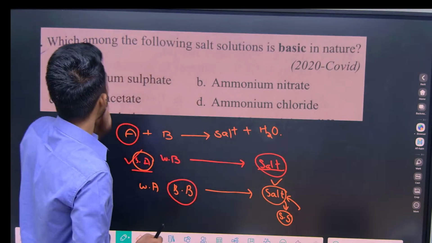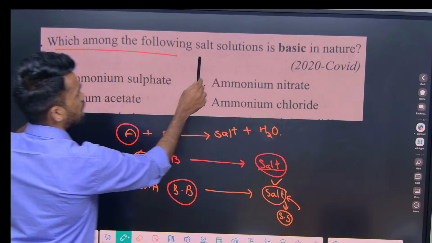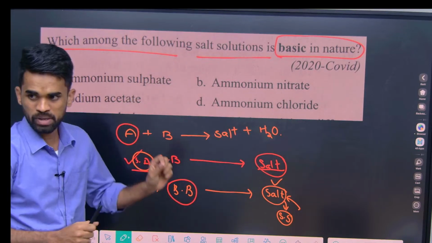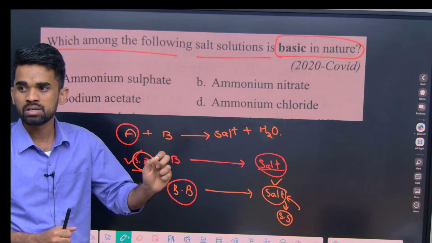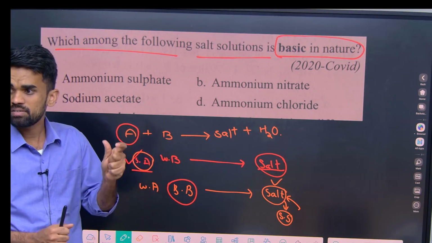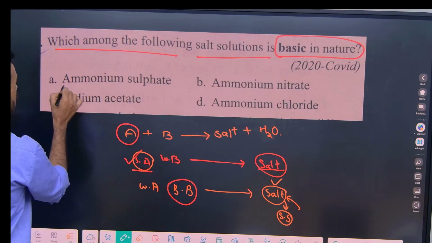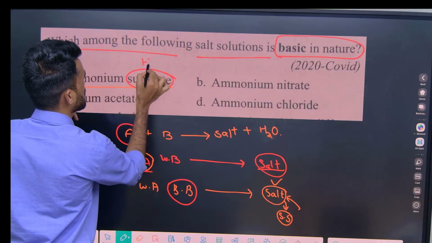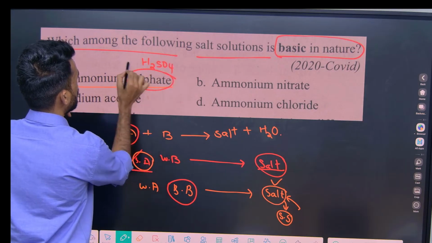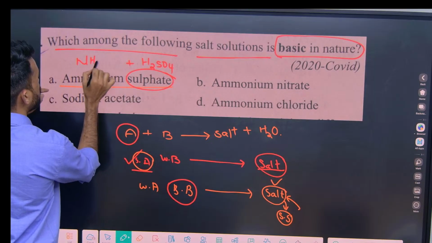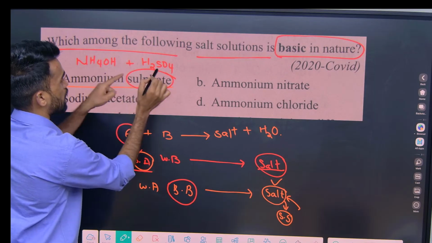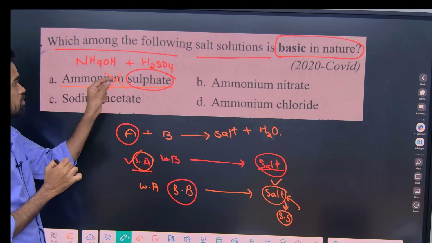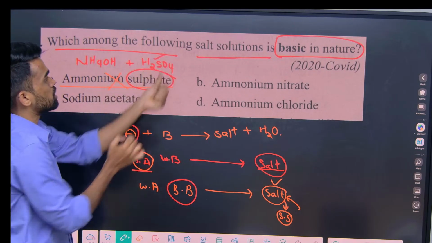Now look at this. What they are saying: among the following, the salt solution is basic in nature. So which is basic in nature? It should be a salt that must be formed from a strong base and a weak acid. Now here you can see ammonium sulfate. Sulfate comes from sulfuric acid, which is strong. Ammonium comes from ammonium hydroxide. It's a weak base plus a strong acid. So this is not a basic salt solution. It is acidic because a strong acid is used here.